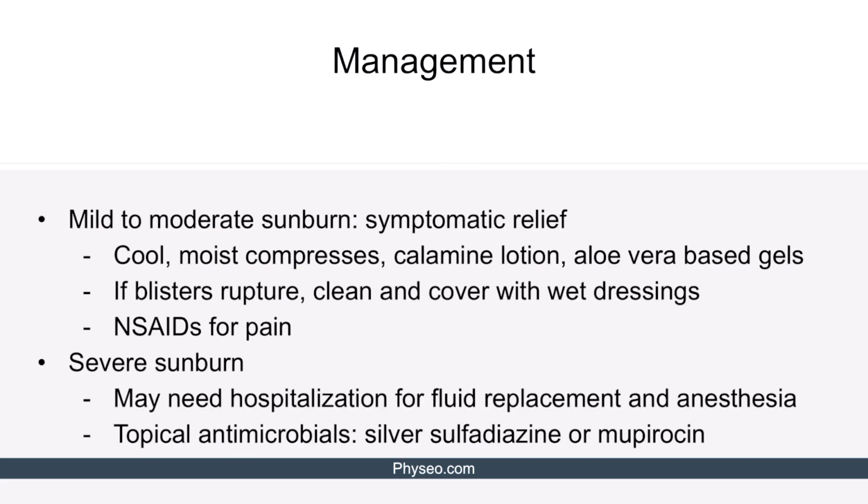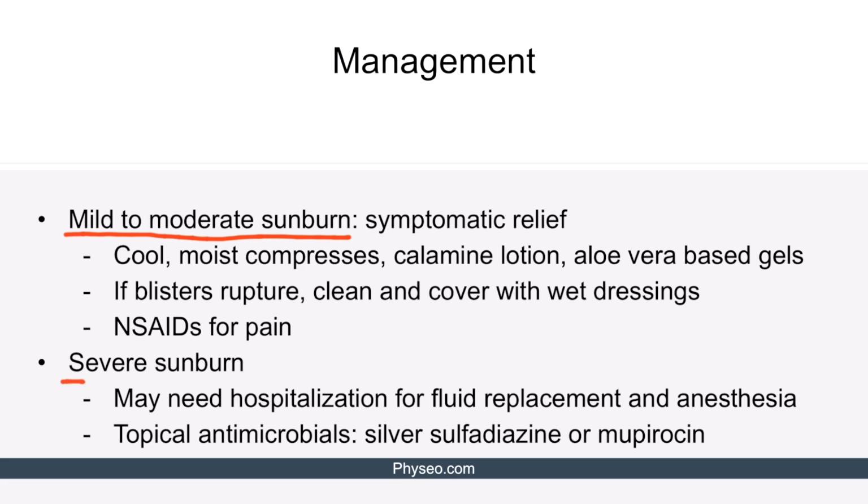Well, the management is also pretty straightforward. If it's mild to moderate, you're basically just trying to treat the symptoms. So cool compresses, calamine lotion, and aloe vera gels, those can provide relief of pain that's related to the sunburn. But if the patient has any blisters that rupture, you want to clean them and cover them with a wet dressing. But now let's assume that the pain is not well controlled with the cool compresses or lotions or gels. Well, in this case, you can do the next intuitive thing, which is to provide analgesics such as NSAIDs.